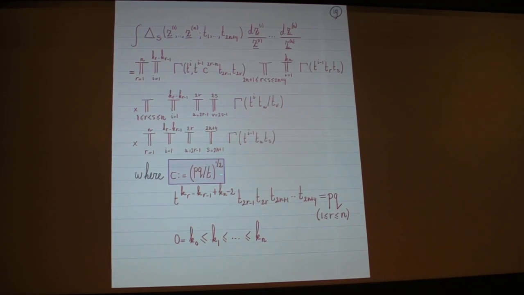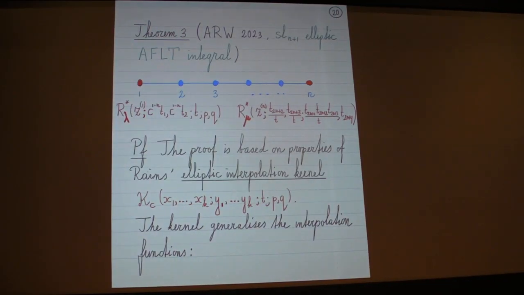And again, there are balancing conditions as before. So this is the A_N version of the elliptic Selberg integral. And of course, you can stick in two of these. So you can stick in these interpolation functions as well.